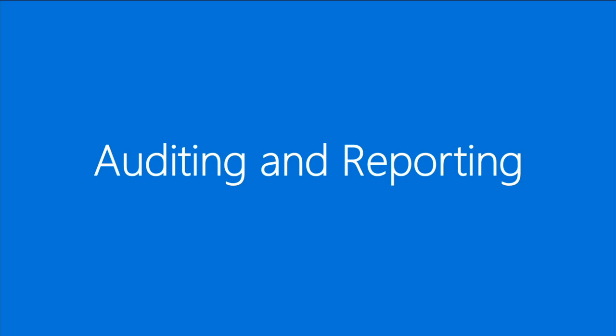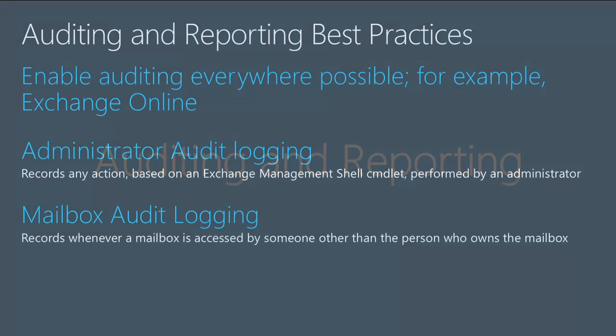All right, auditing and reporting. So the best practice there is literally enable auditing everywhere. Okay? For example, turn on the auditing that we have in Exchange Online, the administrator audit logging and the mailbox audit logging. So anything that the Exchange administrator does from the shell, and even though we say from the shell, that also includes the Exchange Admin Center because that's just built on top of the shell. So really any task that the administrator does is going to be logged in this audit log.